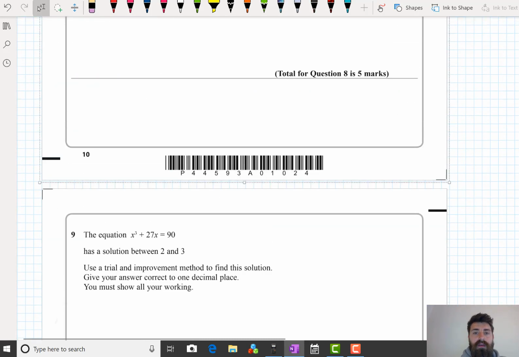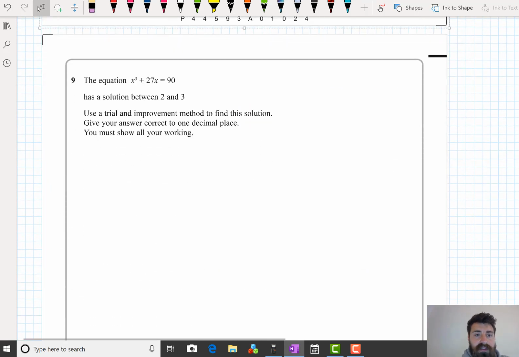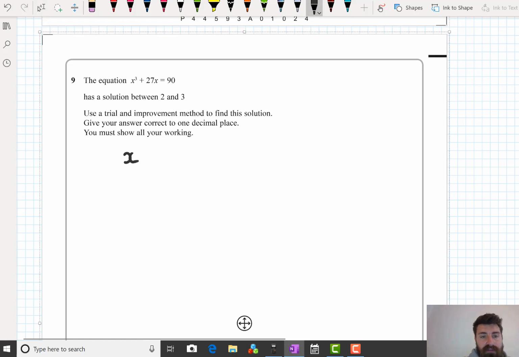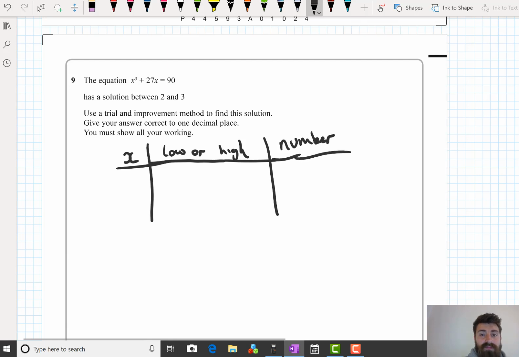Okay, so the equation x cubed plus 27x equals 90 has a solution to an answer between 2 and 3. Use trial and improvement to find this. Right, so when we put x in, it's going to pop us out an answer. And we want to know firstly, is that answer going to be too low or too high? So low or high? And what number it is, if you want to be super precise.